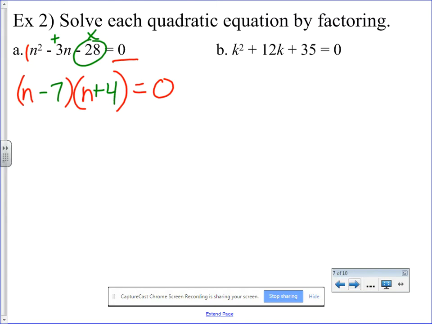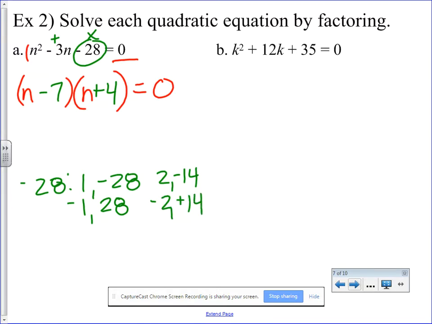Again, if that's hard for you to do in your head, feel free to just start writing out factors of negative 28 until the correct one comes. So for example, 1 and negative 28, also negative 1, positive 28, 2, negative 14, negative 2, positive 14, etc., all the way down until you find the correct one. It's a little bit more time consuming, but it is also a little bit more foolproof.